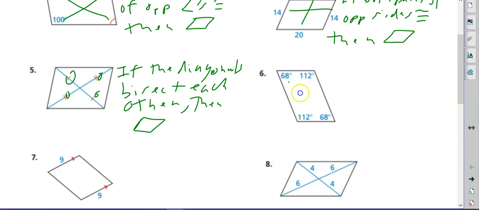Okay, number 6, 68, 68, 112, 112. I'm just going to write C number 1. It's the same answer. You can write that down yourself. If both pairs of opposite angles are equal, then you have a parallelogram.